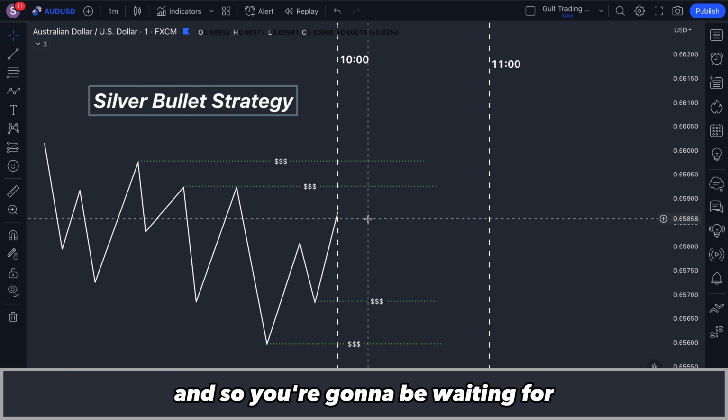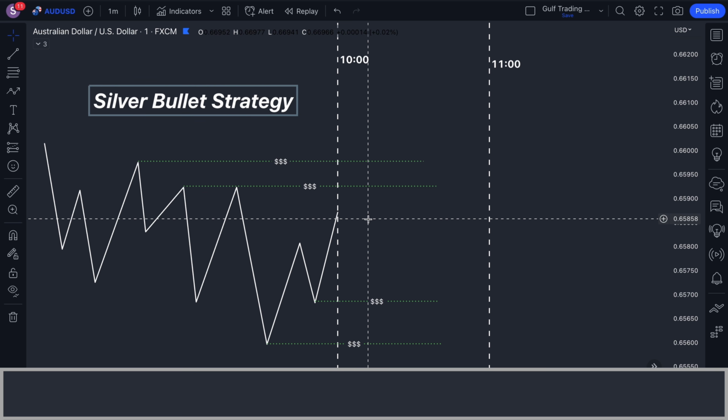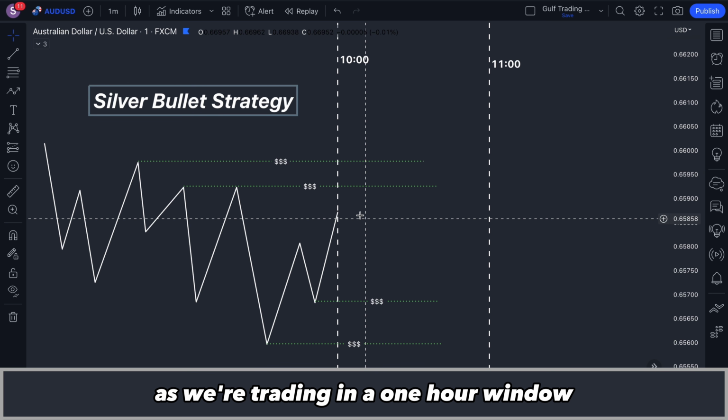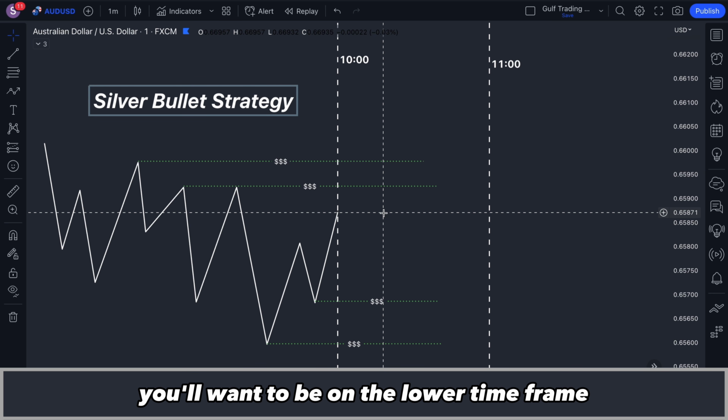And so you're going to be waiting for one of these points of liquidity to get taken, and then a change of character. And again, this is going to be on the 1 minute, as we're trading in a 1 hour window. You're going to want to be on the lower time frame to catch those big risk reward moves.